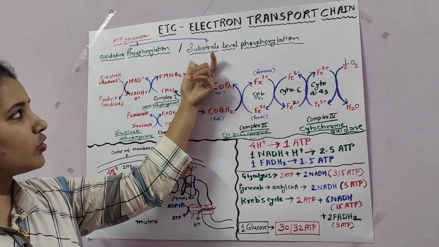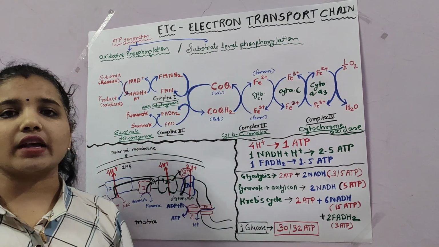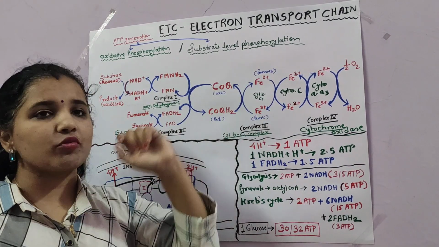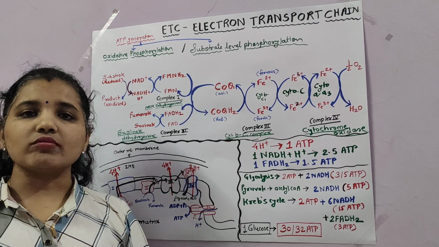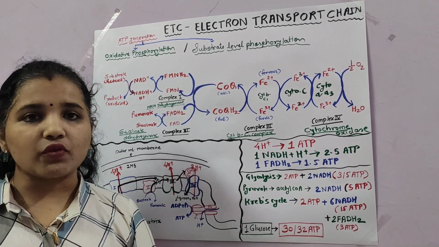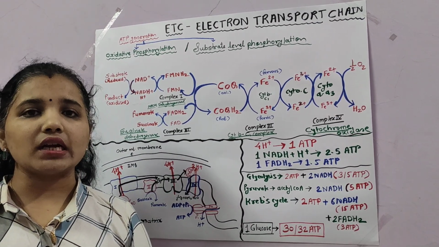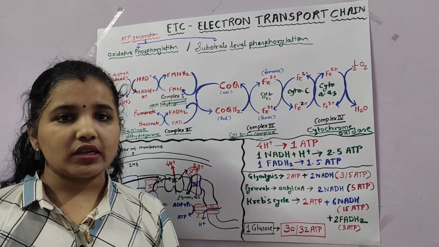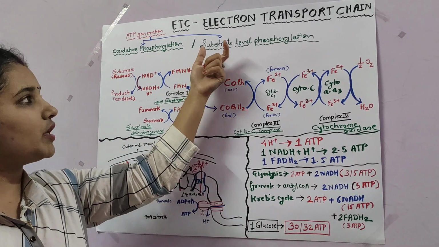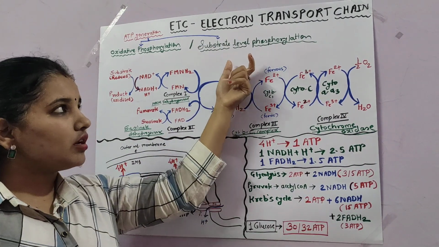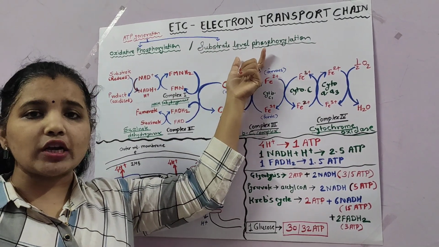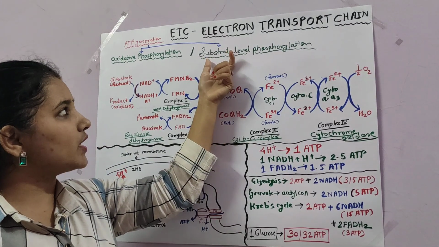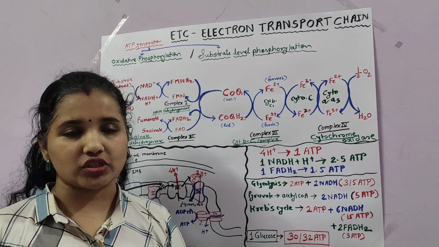First of all, we will see what happens in substrate level phosphorylation. In substrate level phosphorylation, the energy from the substrate is utilized for the production of ATP directly, and a low energy product is formed. Here direct ATP is formed, without the involvement of the ETC. This is called substrate level phosphorylation.